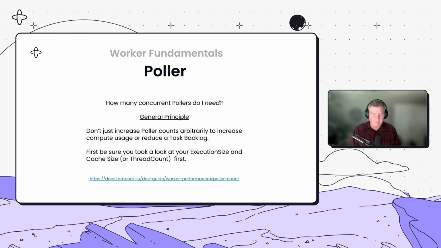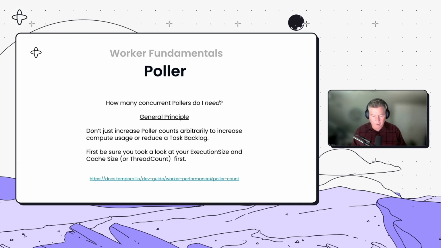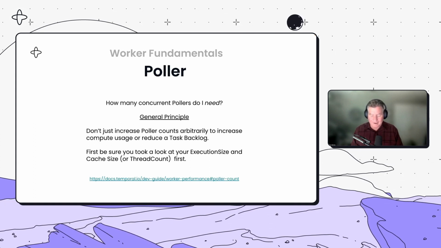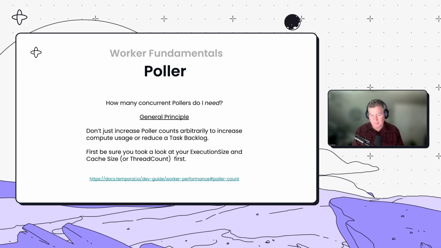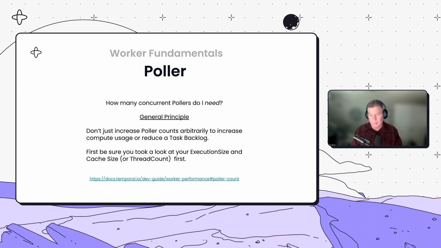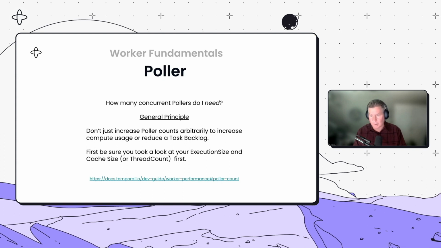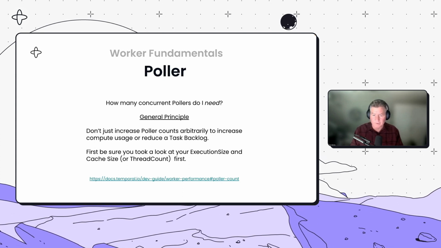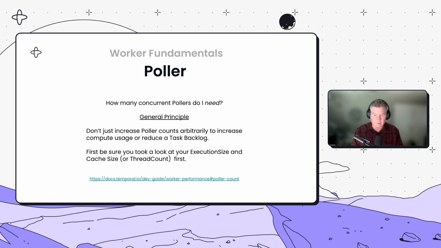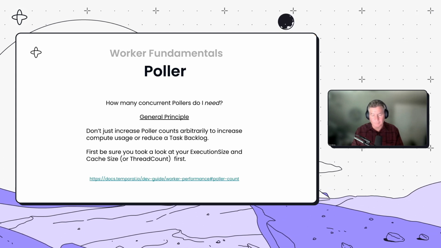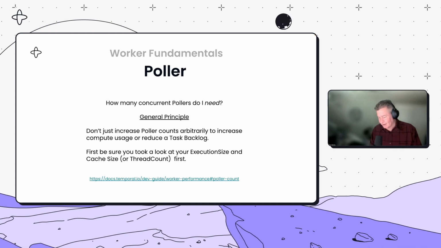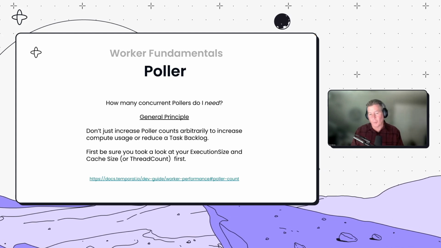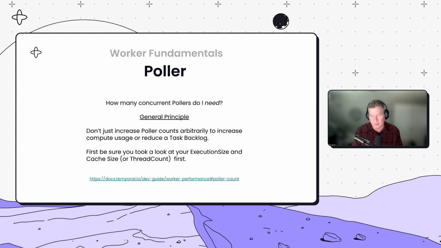Instead, you should really be taking a look at, am I actually doing the work that the poller is handing to the executors? So look at your execution size, or maybe even your cache size. You might have a lot of thrashing going on there. So there's some inefficiency going on in your worker process. At the end of the day, though, you can increase the poller counts, of course. That's your configuration. But be conservative about when you do that and really understand why you're doing that.